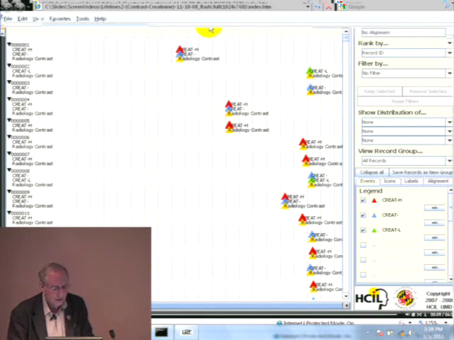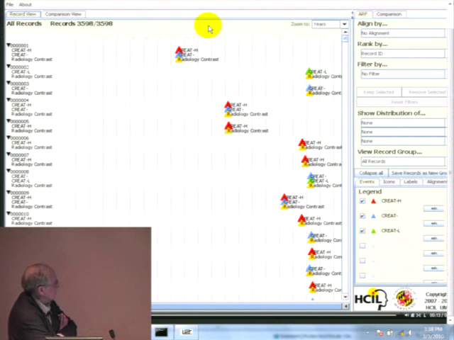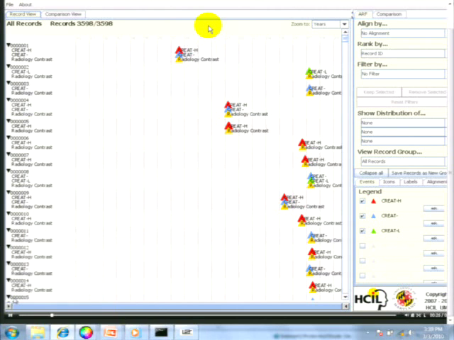In this demo, I'm going to show how to use LifeLines 2 to find patients who experienced decreased renal function, possibly as a result of the administration of their radiology contrast procedures. This is indicated by their creatinine high events within 2 weeks after a radiology contrast. Here I have loaded a data set of 3,598 patient records.